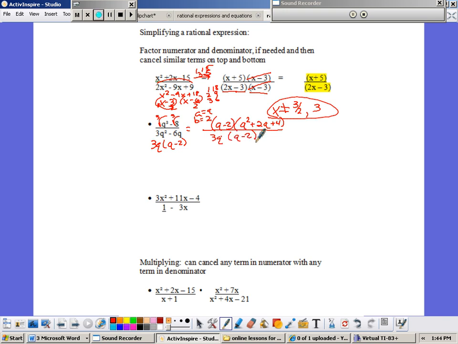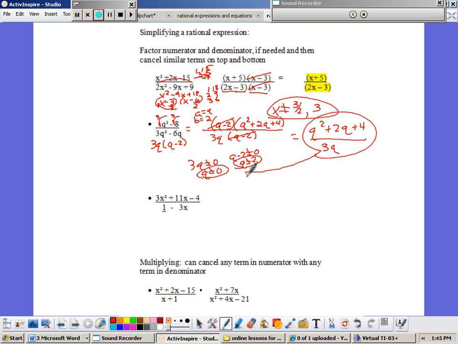I always try to do my restrictions first. So 3q cannot equal 0, so q cannot equal 0. And q minus 2 cannot equal 0, so q cannot equal 2. Here are my restrictions. Now, q minus 2 is on the top and q minus 2 is on the bottom. So I get q squared plus 2q plus 4 over 3q. This is my answer as long as those two things don't occur.